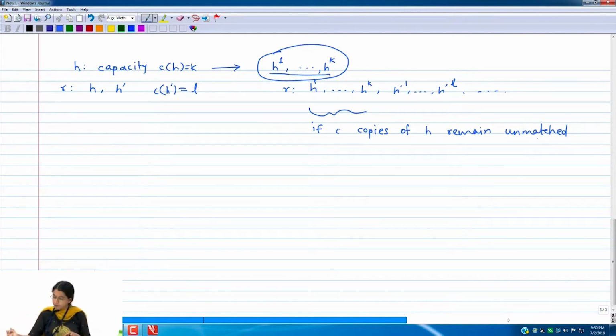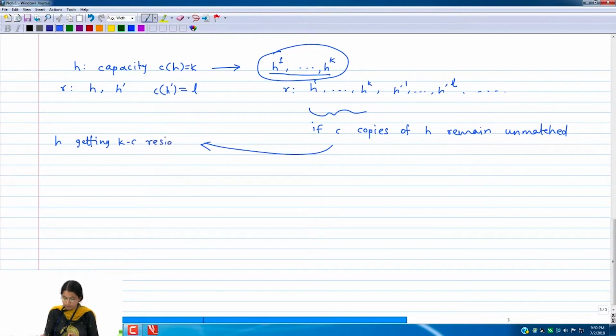Okay, so if CH copies of H remain unmatched, then that will translate to H getting K minus CH residents. So this way of going from the many-to-one case to the one-to-one case tells us that every hospital, not only that a hospital remains undersubscribed in all stable matchings if it remains undersubscribed in one stable matching, but it also gets exactly the same number of residents.